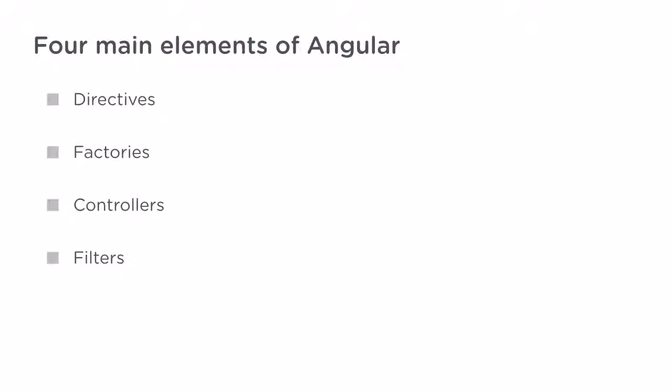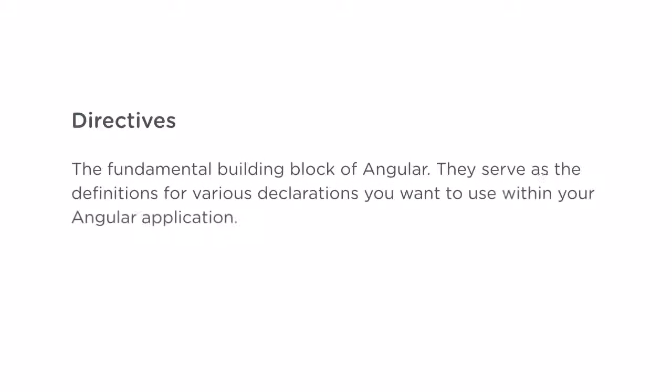First off, let's talk about directives. We've already touched on these a couple different moments in our earlier videos, but now let's put forth a more formal definition. Directives are the fundamental building block of Angular. They essentially serve as the definitions for various declarations you want to use within your Angular application. These could range from a module that says, make this input field a date picker, to build an entire contact info card out of the data for this person object.